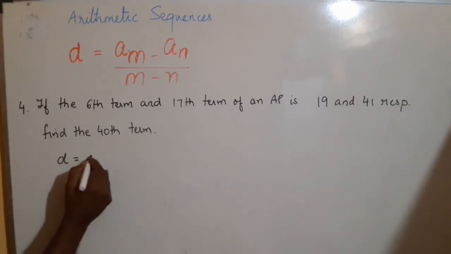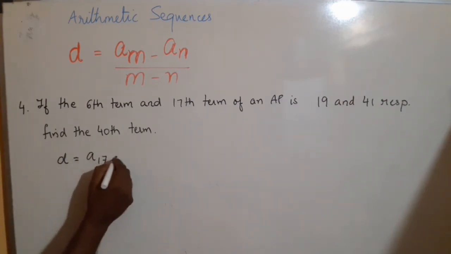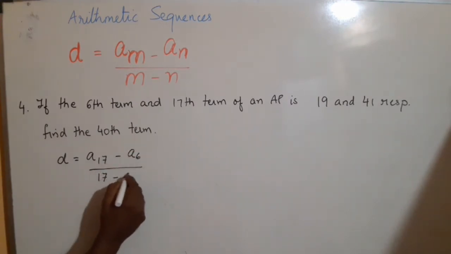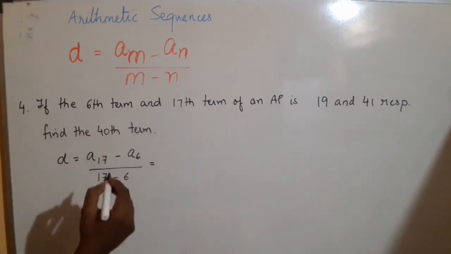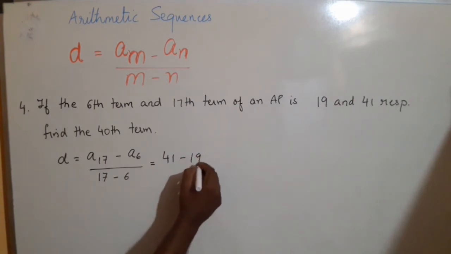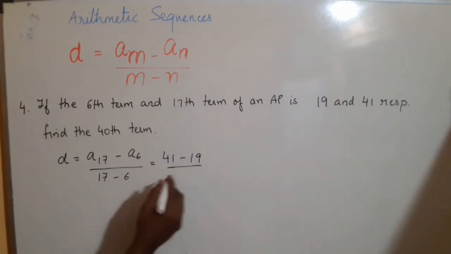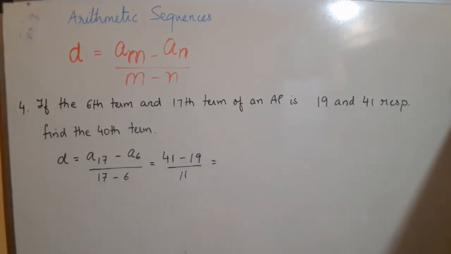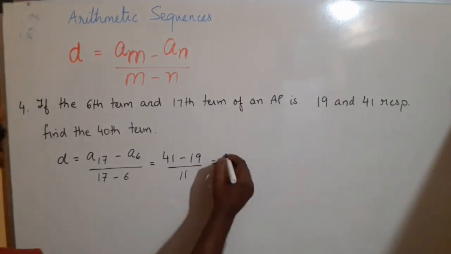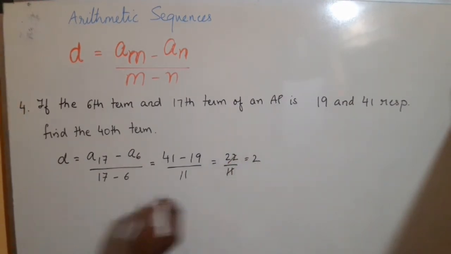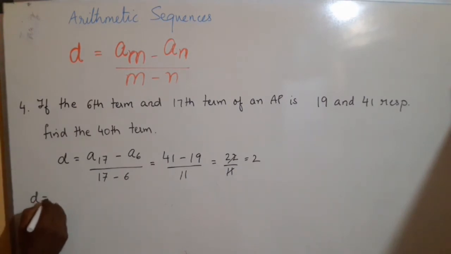So D is equal to the 17th term minus the 6th term. So below we write 17 minus 6. What is the 17th term? 41, and the 6th term is 19, and 17 minus 6 gives us 11. 41 minus 19 is 22. So 22 upon 11 gives us 2. So with the formula, we have found out D is equal to 2.